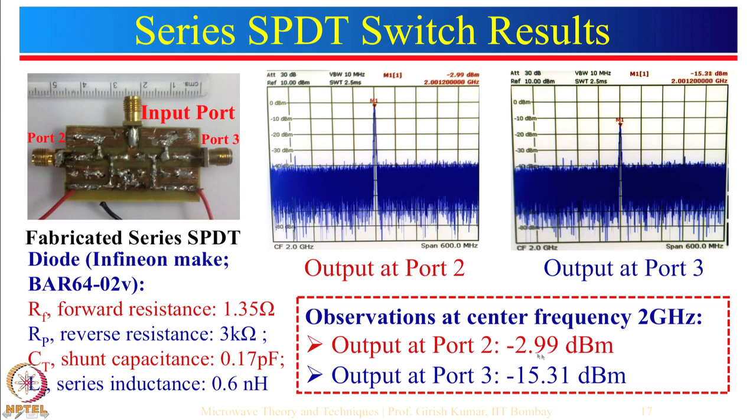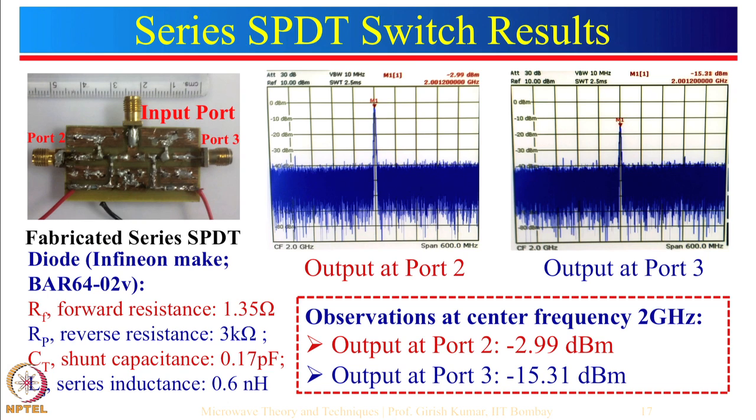So output at port 2 is about minus 3 dB. So you can say that the insertion loss is of the order of 3 dB, whereas output at port 3 is about minus 15.3 dB. So that means the isolation between this port and this port is just 15.3 minus 3, which is about 12.3 dB.